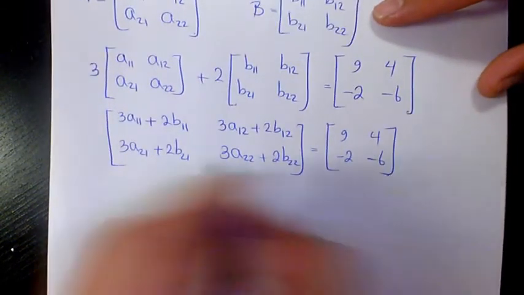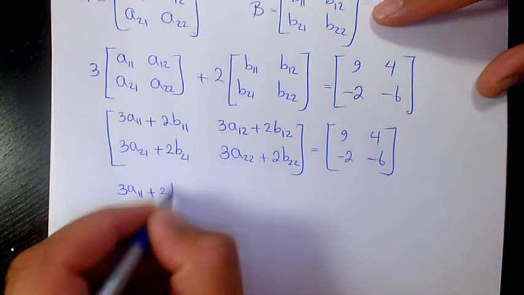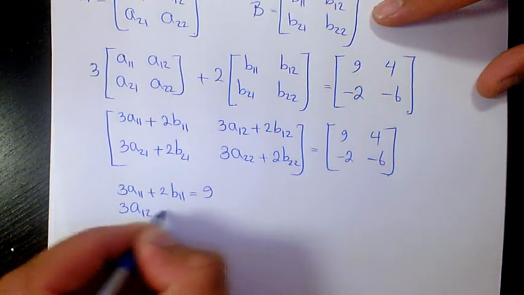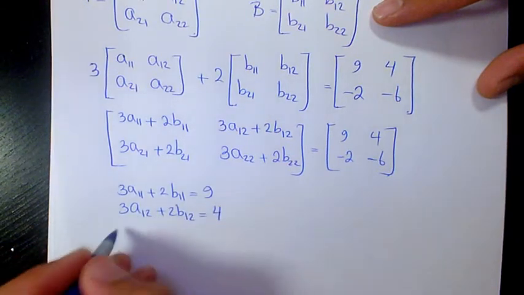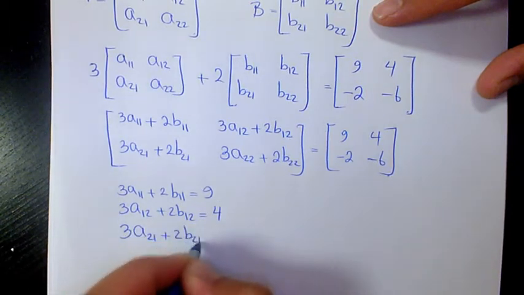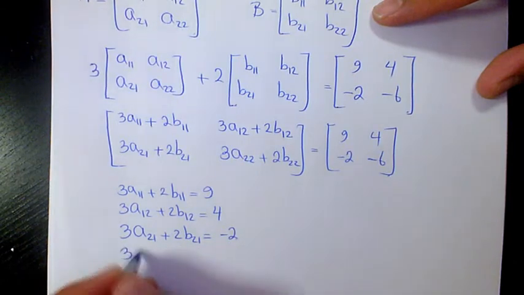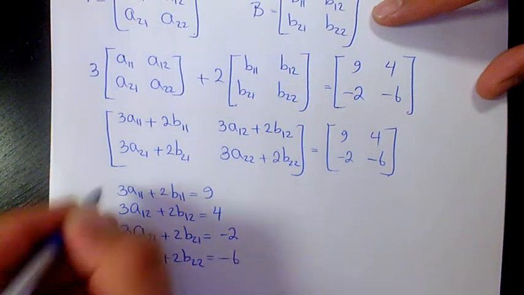So that's going to be 3A11 plus 2B11 equals 9. 3A12 plus 2B12 equals 4. 3A21 plus 2B21 equals negative 2. And 3A22 plus 2B22 equals negative 6.